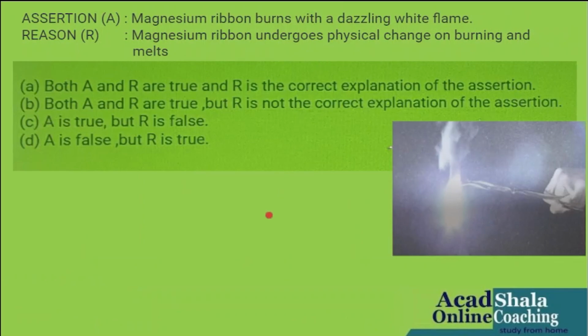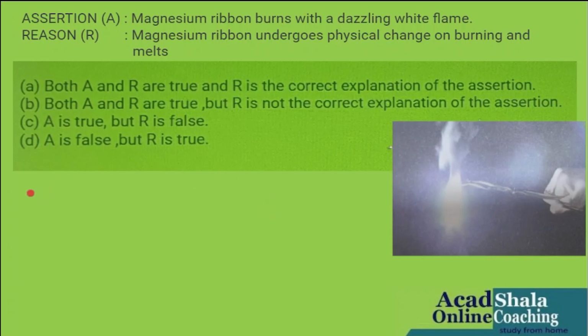The assertion says, magnesium ribbon burns with a dazzling white light, white flame. The reason says, magnesium ribbon undergoes physical change on burning and melts. And the four options are given. Now we also know about the equation of what happens when magnesium burns in air.